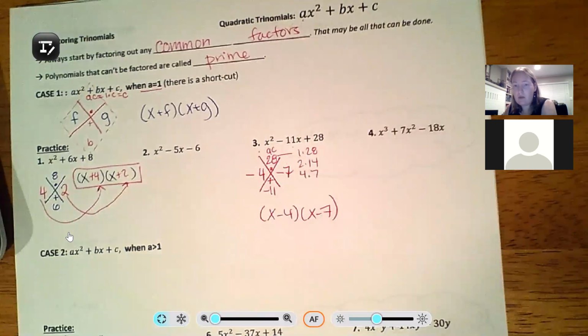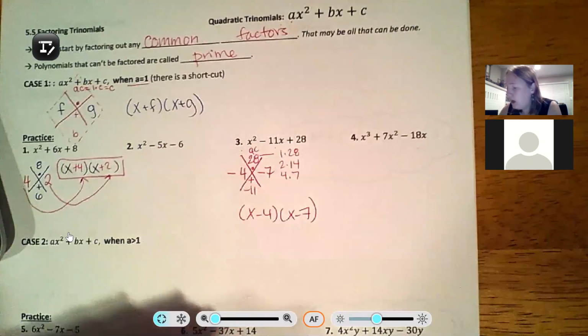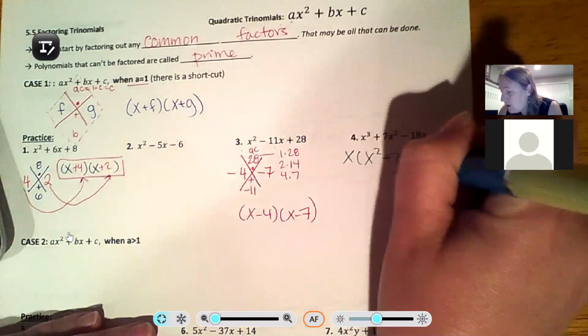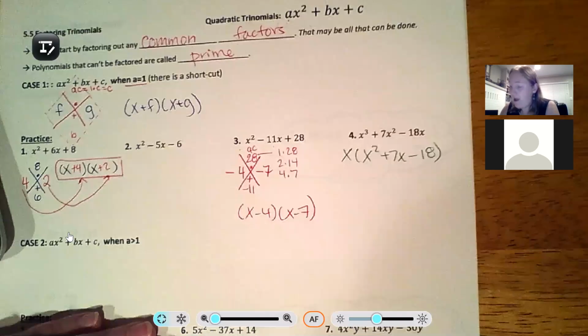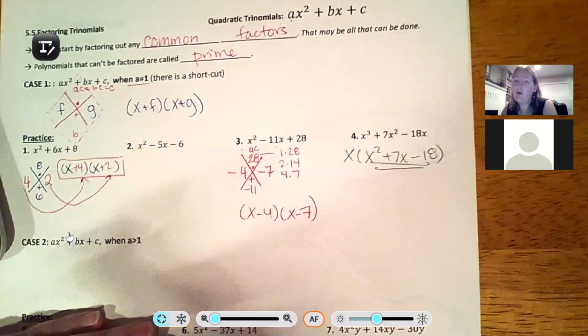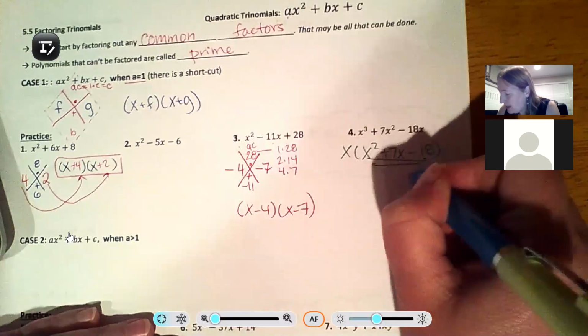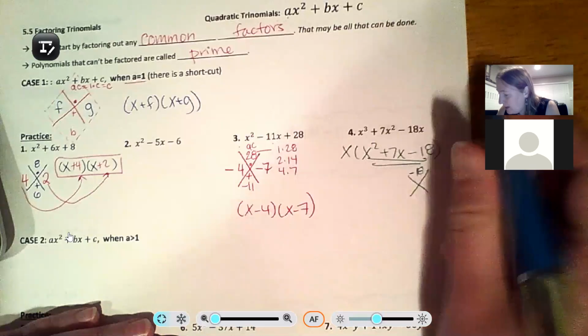I'll quickly walk through this last one here. I would first take out an x, because that's a common factor. And then I'd see if this trinomial can be factored further. So my A is 1, so I'm going to set up my little x thing. What multiplies to negative 18 and adds to 7?